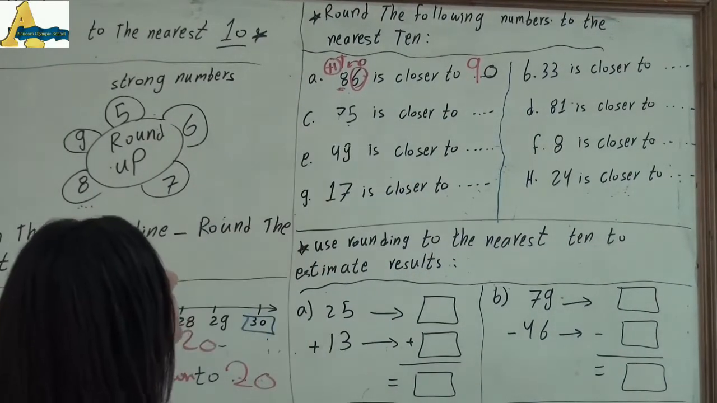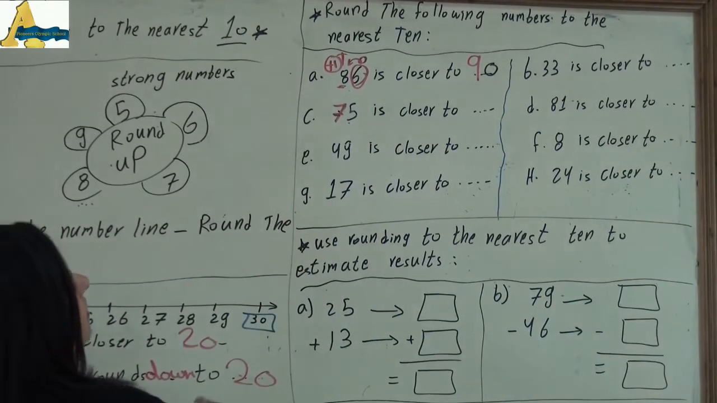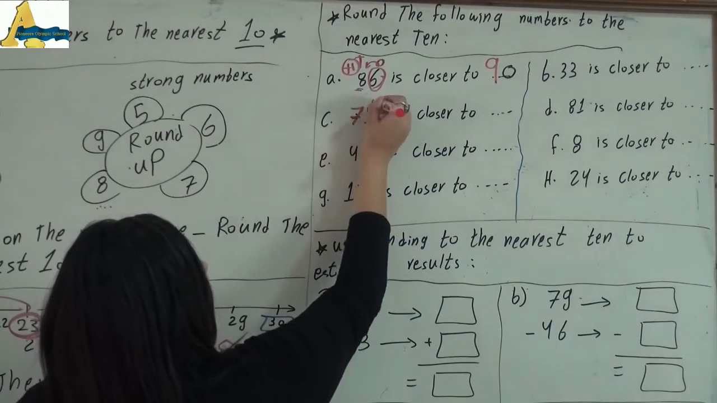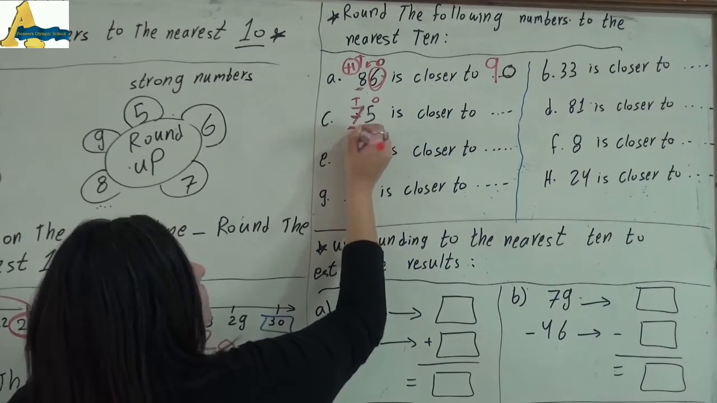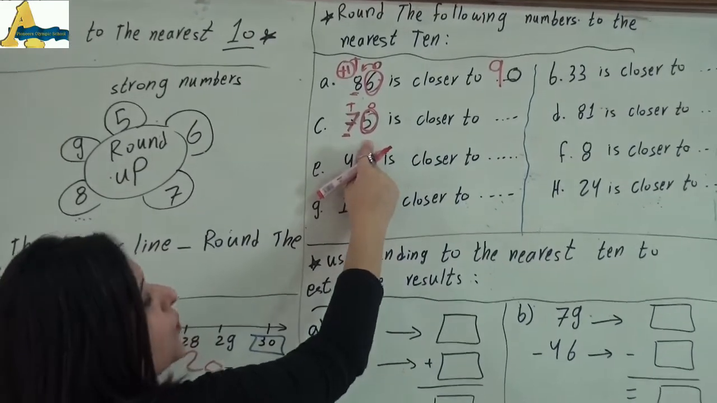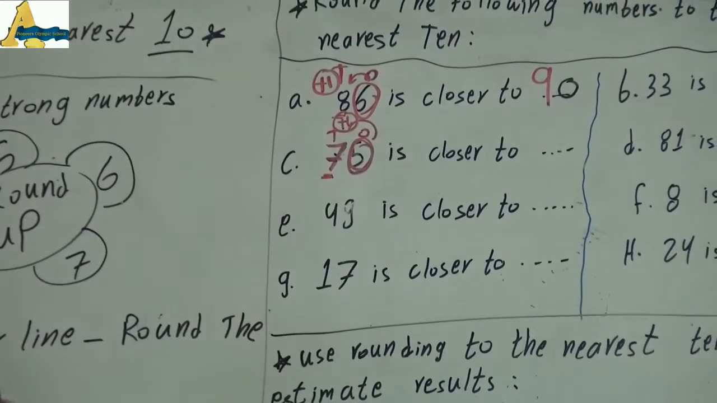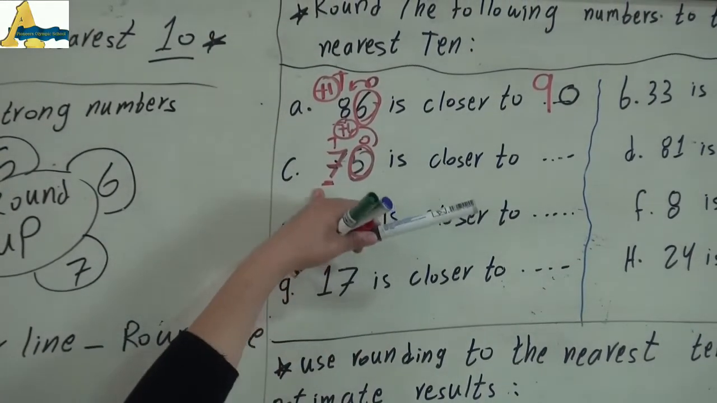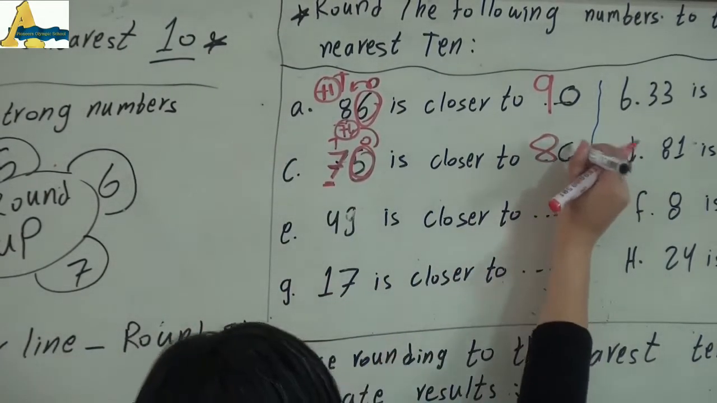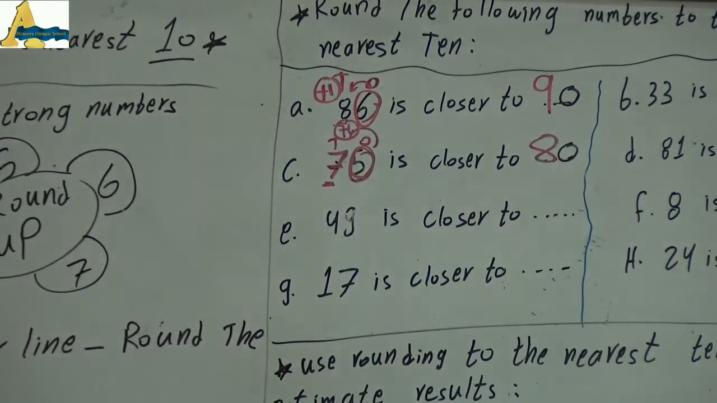Next, number 75. Here, number 75 is between 70 and 80. Let's see, ones and tens. If I want it to the nearest 10, the number before the tens is 5. Is 5 strong or weak? Strong. So this means it will give the tens 1 more. If I give the 7 one more, it will change into 8. And 5 will change into 0. So it rounds up into 80.